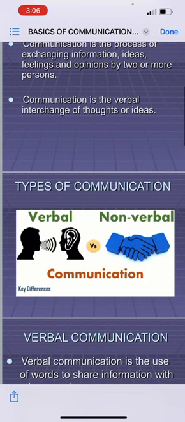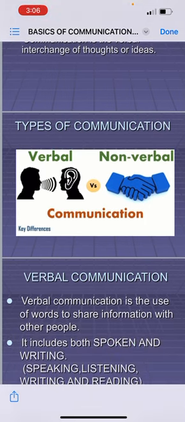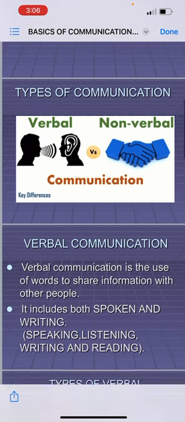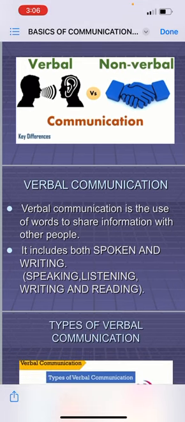In verbal communication, it is the use of words to share information with another person. In this we communicate through words, sounds, speech. Basically we usually convey our message to the other person through spoken language, like communicating by talking. It also includes speaking and writing, and apart from it, its modules are speaking, listening, writing and reading.